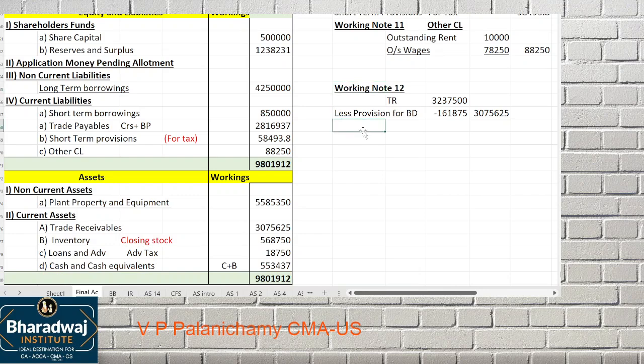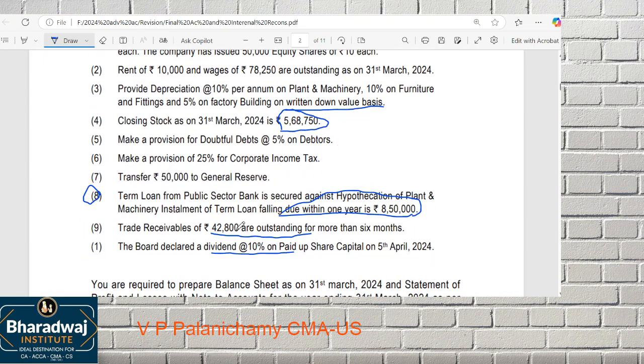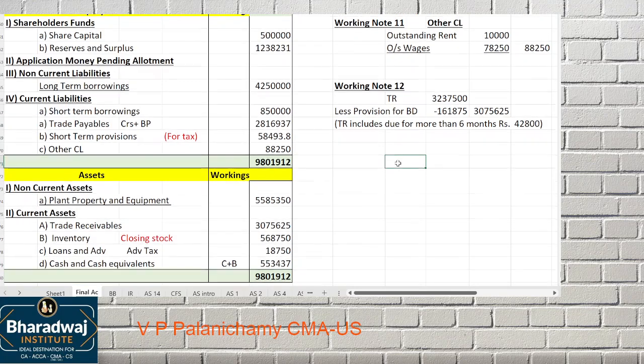Here, one more note to accounts you have to give. Trade receivable includes debts due for more than 6 months. How much? That working note you have to provide. 42,800. So wherever you find 2 or more line items, you prepare a working note for the same.